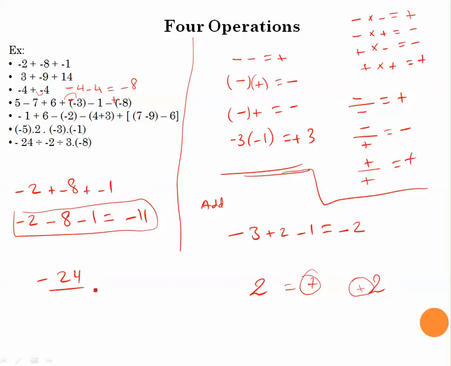Minus 24 dividing by minus 2. This one is dividing by 3 times, put it in brackets, minus 8. So you know that minus over minus is positive. 24 divided by 2 is 12. Dividing 3 times minus 8, which is minus 24. Now you have 12 dividing by minus 24. You know that positive dividing by negative is negative, and that would give you minus a half.